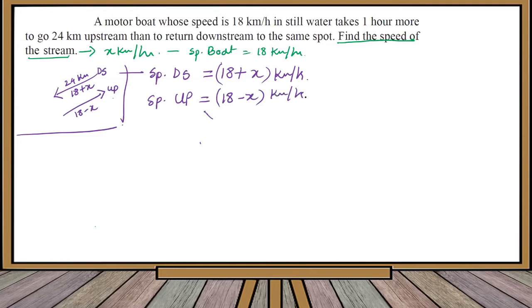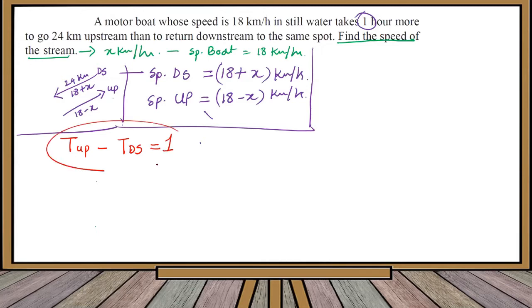Now the motorboat takes 1 hour more to go 24 upstream than to return downstream to the same spot. So obviously, according to the question, the time taken to go upstream is more than the time taken to go downstream, and it is more by 1 hour. So the difference in time to go upstream and downstream is 1 hour. Can I say that time taken upstream minus time taken downstream is equal to 1? We know time is distance upon speed.